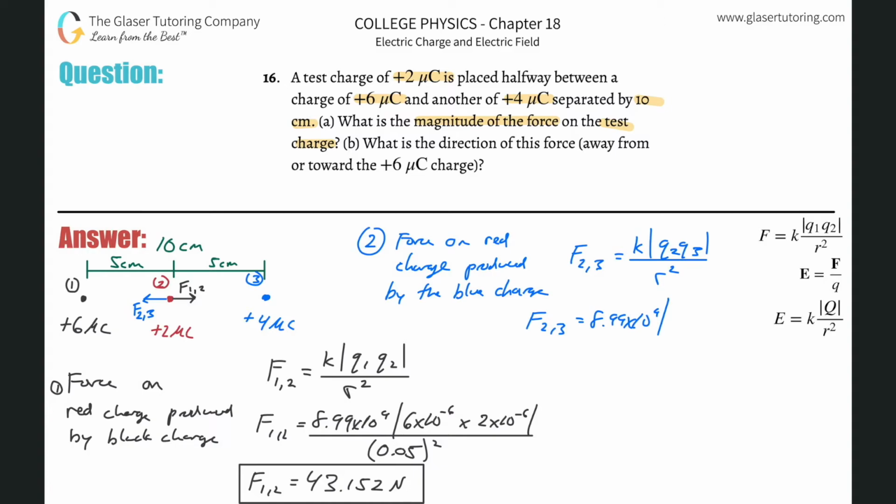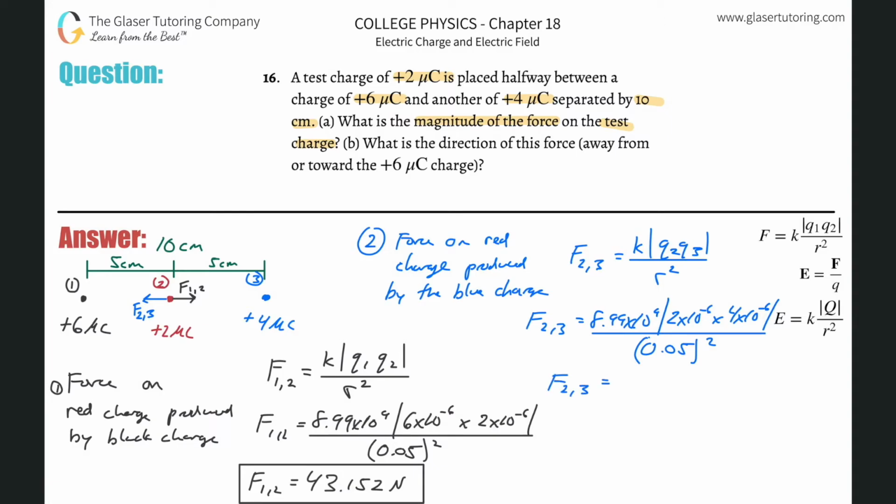So Q2 was going to be 2 microcoulombs, right? So it's just 2 times 10 to the minus 6, and that you're going to then multiply by now 4 times 10 to the minus 6. Absolute value, they're both positive, so it doesn't really matter. Divided by then the radius between them squared, so it's 5 centimeters, but we need that in meters, so it's 0.05, and don't forget to square that. And now let's calculate it, so F2 comma 3.